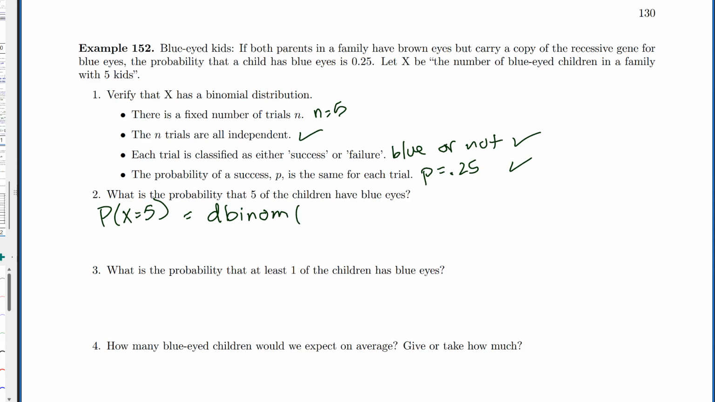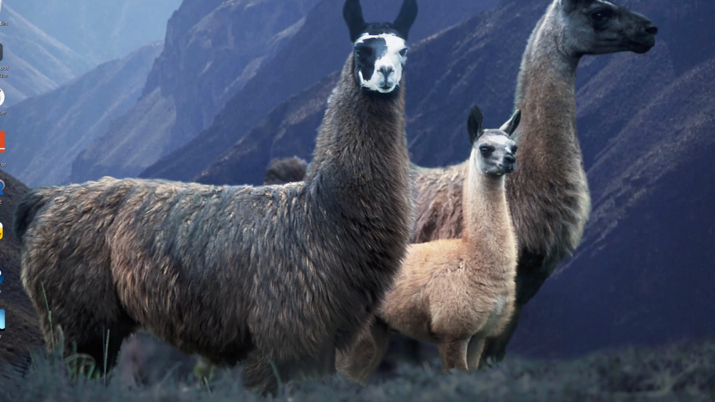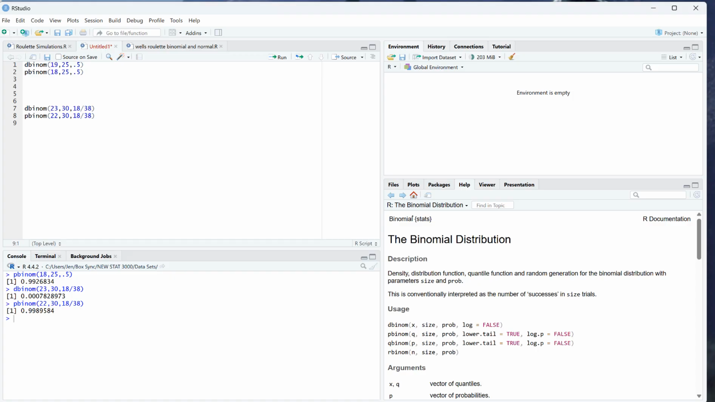We want 5 children to have blue eyes out of 5 total, and the probability of success is 0.25. Coming to R, let's go put that in. So dbinom, 5 successes out of 5 trials, 0.25 chance of success. We get 0.000976.